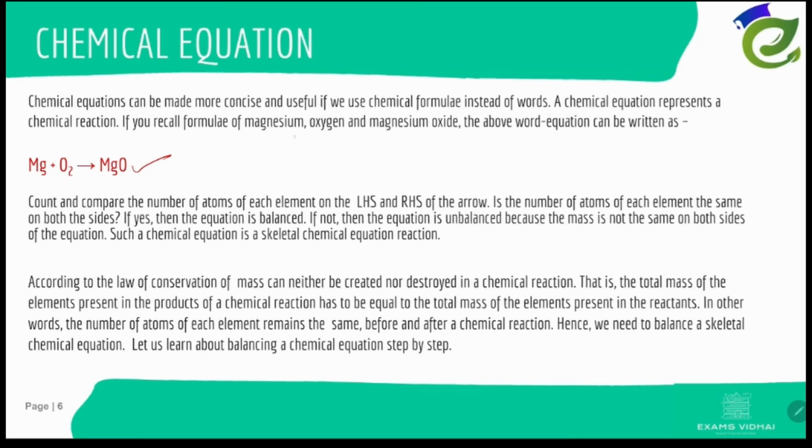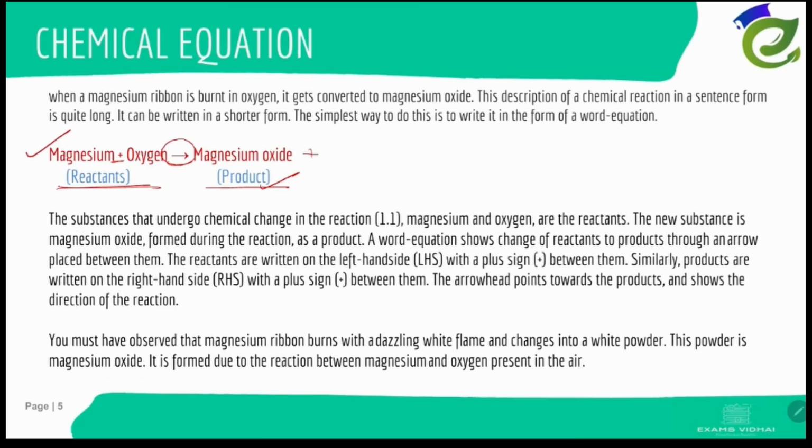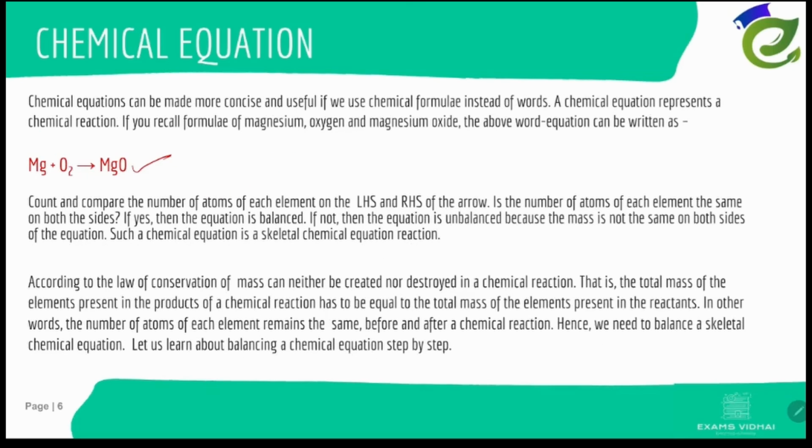If you recall the reaction of magnesium plus oxygen, this is the word form: magnesium plus oxygen gives magnesium oxide. And this is the formula form, where we are writing the formulae instead of the words. This is the formula of magnesium, this is the formula of oxygen, and this is the formula of magnesium oxide. But if we see, this reaction is not balanced.